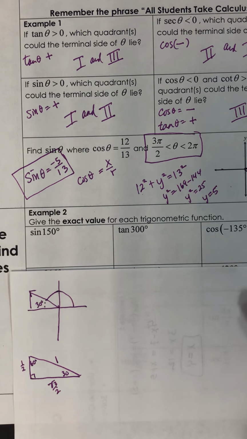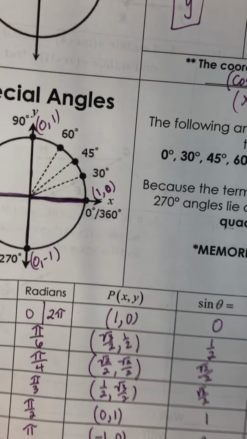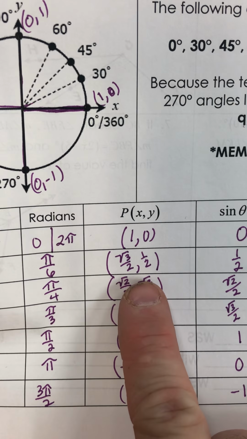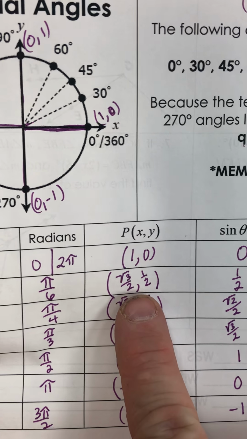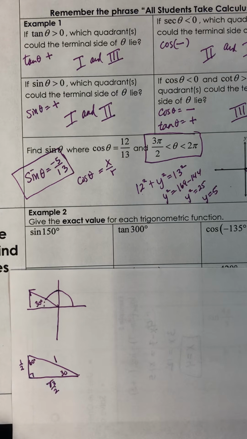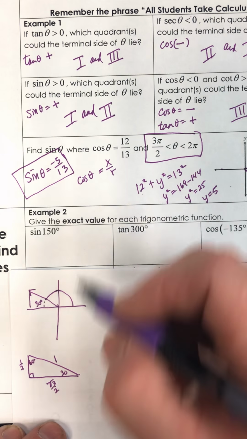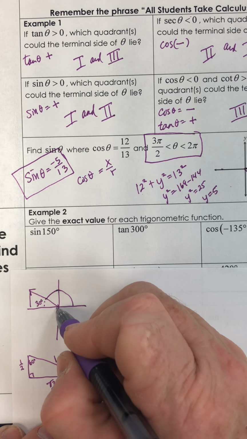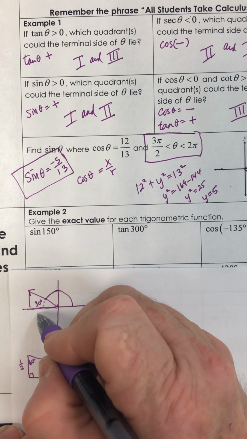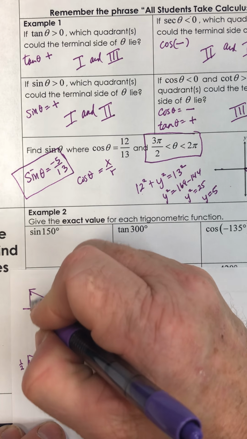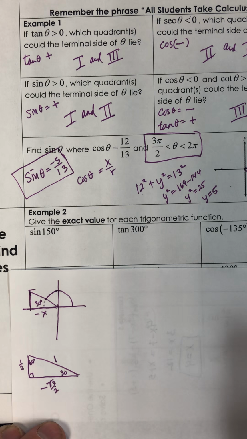So the way I found that is because I go back to my chart, and I look at 30. X is square root of 3 over 2, and y is 1/2. Okay, we just did that, right? So refer back to that chart. Now, since I'm in the second quadrant, this value, x, is negative. So that'd be negative square root of 3 over 2. This value of y is positive, so that stays 1/2.